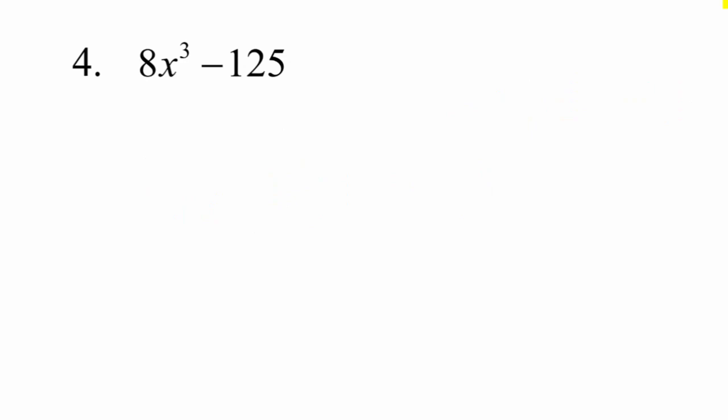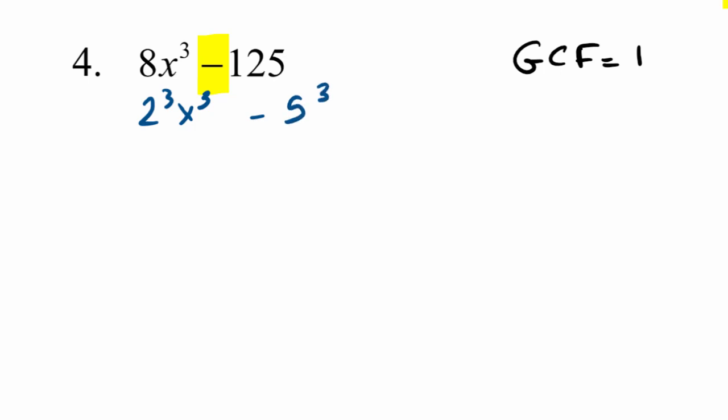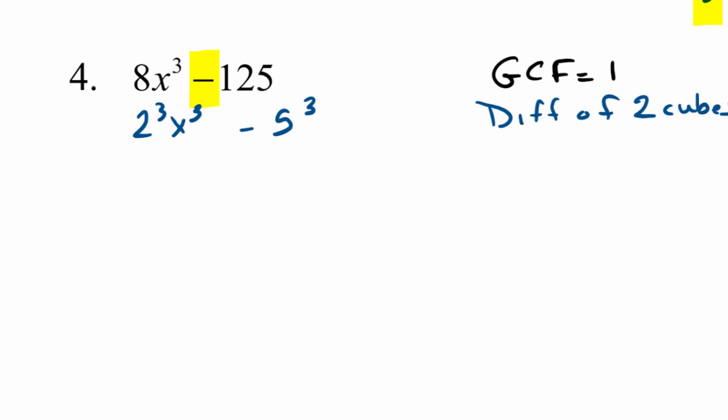Okay, this problem is also a binomial, isn't it? And our GCF is 1. Okay, and it is a difference again, and we just looked at those. These could either be difference of squares or difference of cubes, and because we have that x cubed there, and do you recognize 8 as 2 cubed? And do you recognize the 125 as 5 cubed? The more you practice, you're going to see that the same numbers keep being repeated, right? So we definitely have here the difference of 2 cubes, which means at this point, did you memorize the pattern?